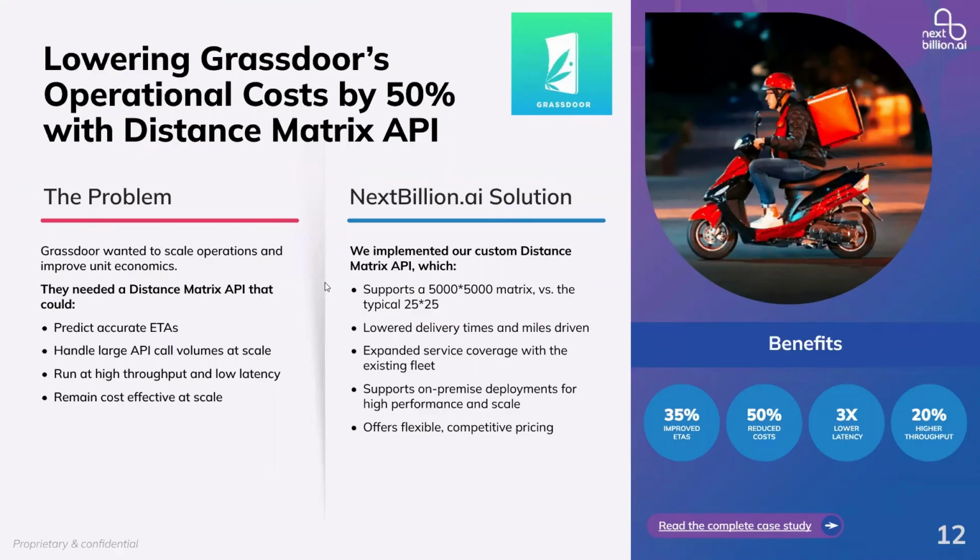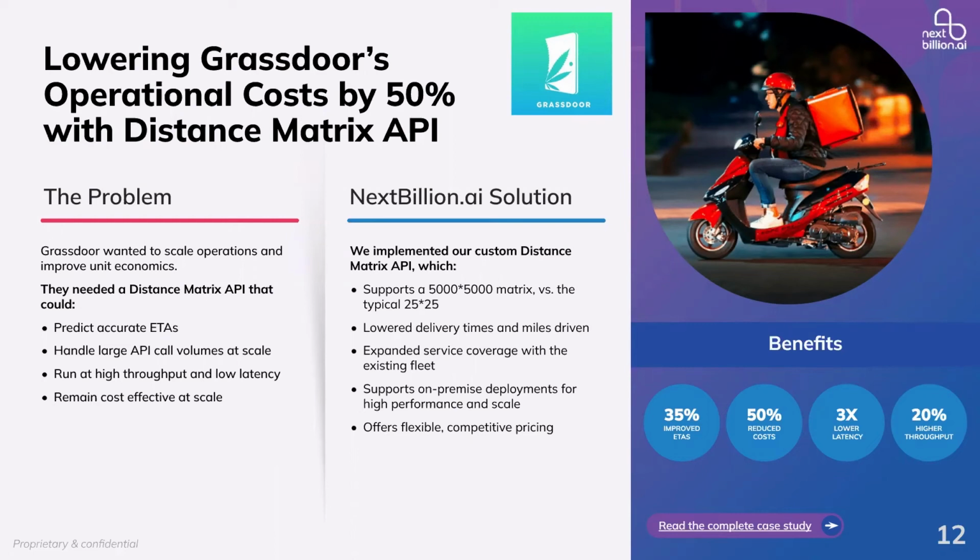So in order to ward off these new entrants and keep on scaling their market, what Grassdoor needed was access to a distance matrix API that could predict accurate ETAs. It could handle large API call volumes at scale. It could run at high throughput and low latencies and still remain cost effective at scale.